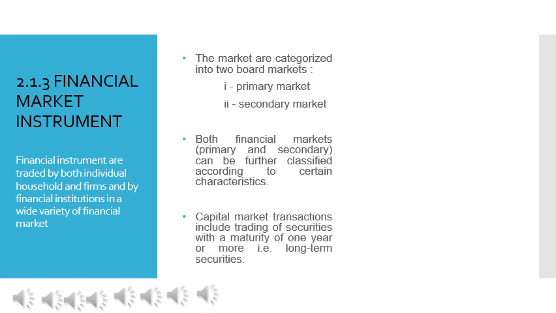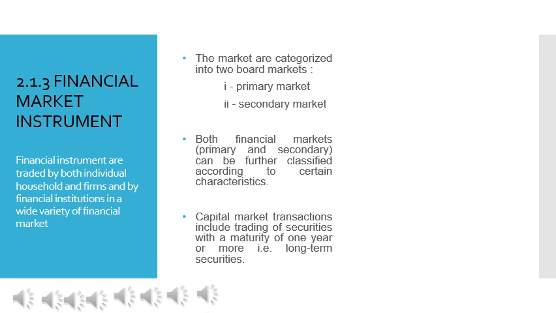The markets are categorized into two broad markets. First is primary markets and second is secondary markets. The issuance of stock and bonds for the first time usually takes place in the primary security markets. When securities are bought or sold after the initial offering, they are being negotiated in the secondary markets. For example, in Malaysia are KLSE and KLOFFE. Both financial markets, primary and secondary, can be further classified according to certain characteristics.